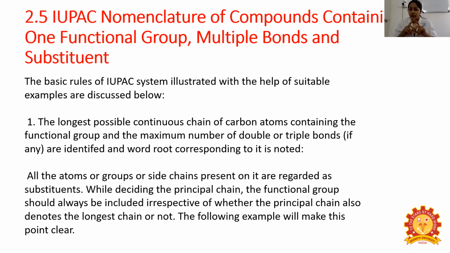So, the longest possible carbon chain is the principal chain, and multiple double and triple bonds as well as the functional group are also identified. After the identification, the word root corresponding to that system is noted. All the atoms and groups or side chains present are regarded as substituents.